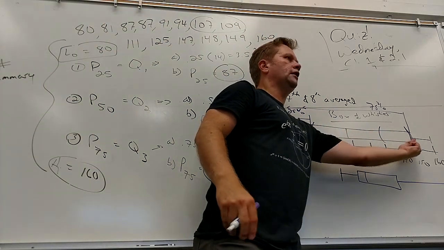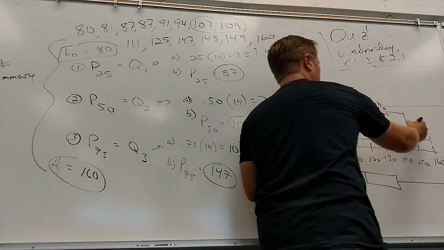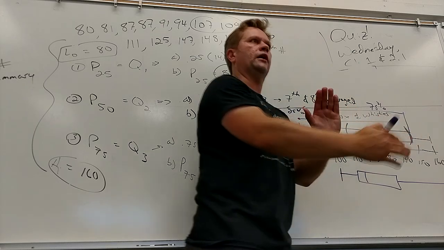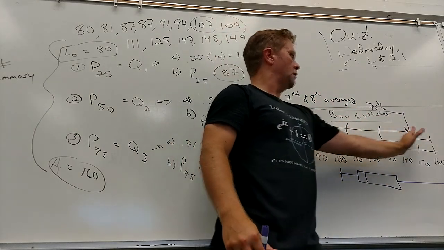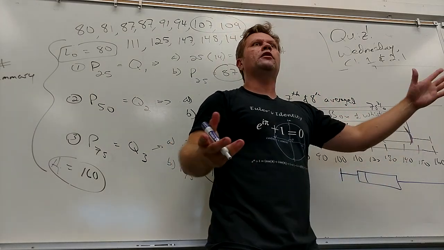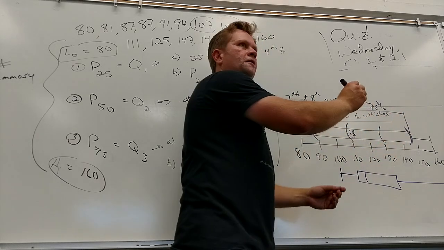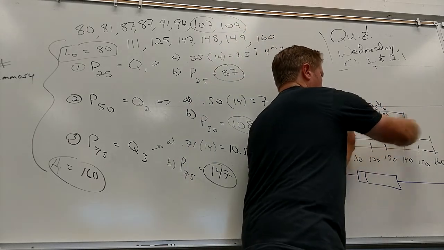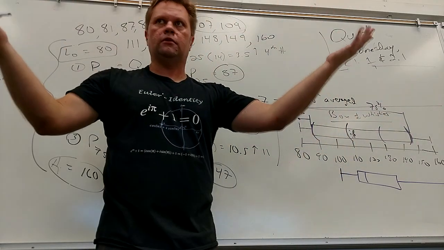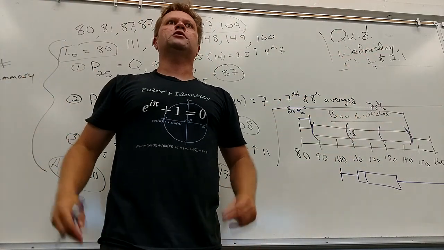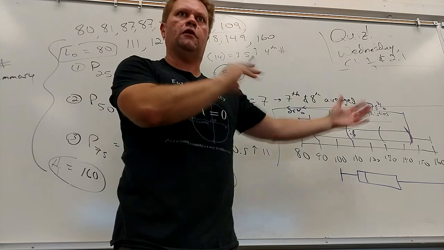I have no idea. All I know is from here to here is 25% of the data, between P50 and P75. Where are they? I don't know. They could all be right here, or they could all be right here. More than likely it's some kind of a mixture, but I don't know. I've lost information. I only know percentages, how they fall.